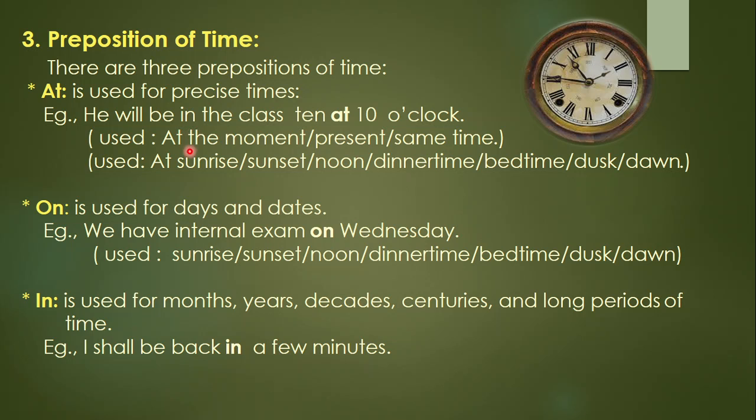Okay. Use it for sunrise, sunset, noon, dinner time, bedtime, dusk, dawn. These are the other examples. Okay. For example, he will be in the house at sunrise. He will be there at sunset. He will be there at noon. Okay, these are the examples we have.